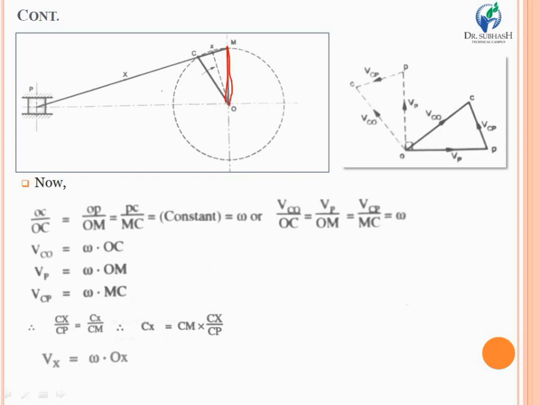Third, extend the connecting rod PC. That means you have to extend this line, the connecting rod PC, in such a way that it intersects the line previously drawn at point F.